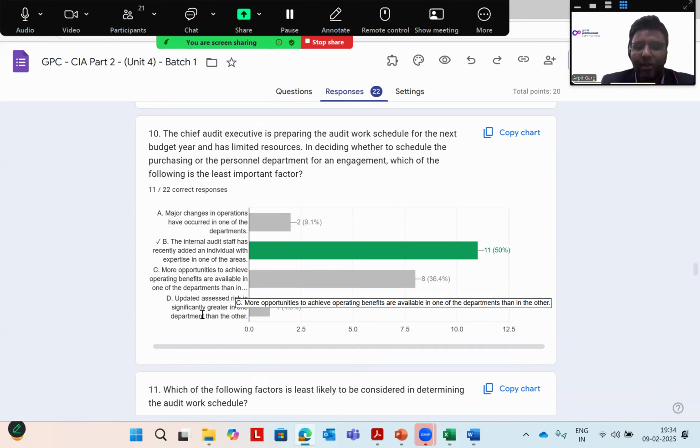Add value. Add value, right? Updated assessed risk is significantly greater in one department than the other. Again, assessed risk is greater in one department than the other.